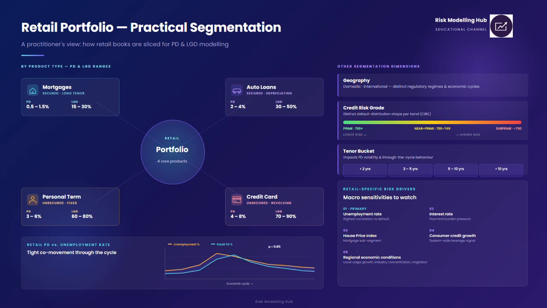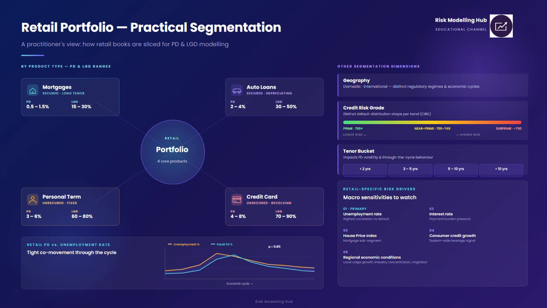Now, beyond the product type, retail portfolios are further sliced by geography to capture regional economic cycles and regulatory regimes. Credit risk groups segment the borrowers by their creditworthiness distribution: prime, near prime, subprime, and deep subprime. Tenor buckets reflect maturity, capturing how borrower behavior changes over time horizons from 1 to 3 years through 10 plus years.